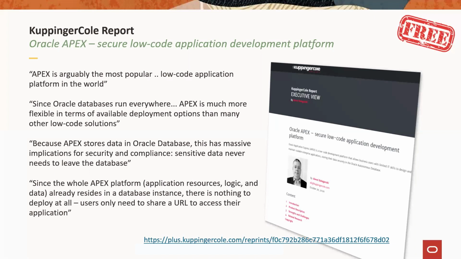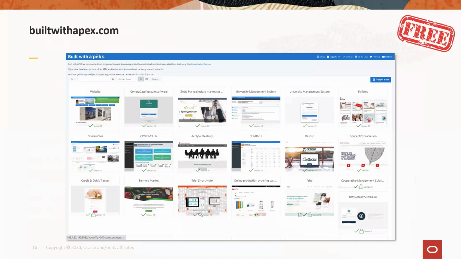So I encourage you guys to read the report. The link is at the bottom there. It's available to everybody. And if you want to see specific examples of Apex built apps, then I encourage you to go to builtwithapex.com. It's basically a collection of customers, users, and applications, all built with Application Express. And you can peruse and take a quick look.